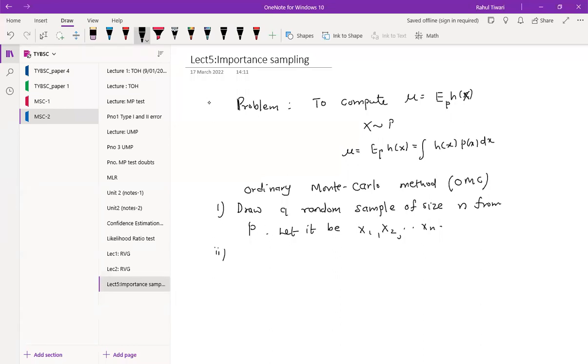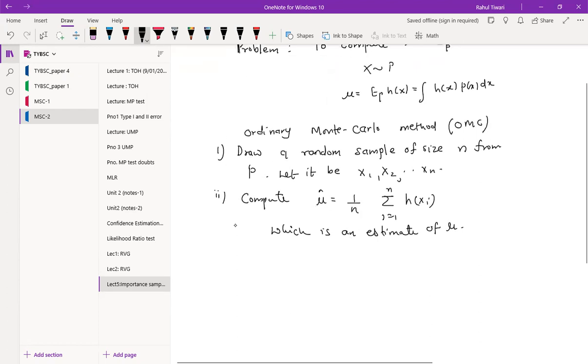And then, based on these sample values, we estimate mu hat, which is 1 upon n, summation i running from 1 to n, of h of xi values, which is an estimate of mu, correct? So this is the usual method which we have seen maybe in the first 2 examples.